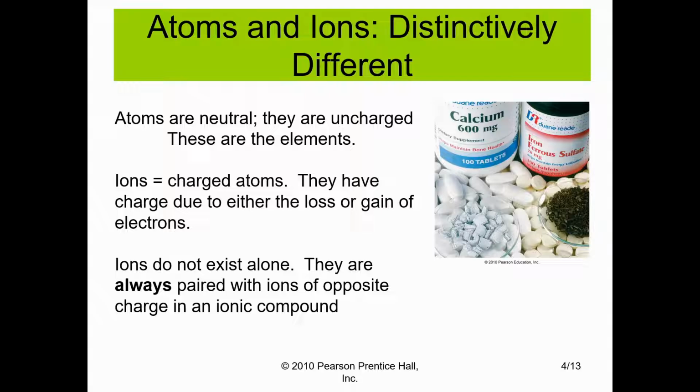Now, ions also do not exist alone. They always come as a pair, one with a positive charge and one with a negative charge. An ionic compound is composed of a positively charged ion and a negatively charged ion.